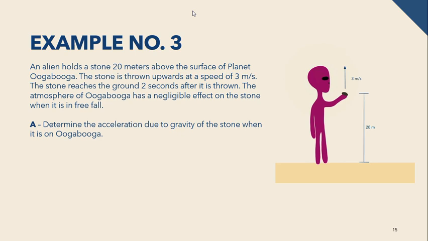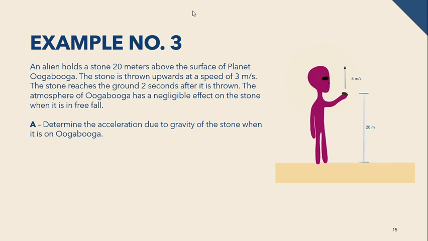Example number 3. An alien holds a stone 20 meters above the surface of planet Ooga Booga. The stone is thrown upwards at a speed of 3 meters per second. The stone reaches the ground 2 seconds after it is thrown. The atmosphere of Ooga Booga has a negligible effect on the stone when it is in freefall. In other words, ignore air resistance.